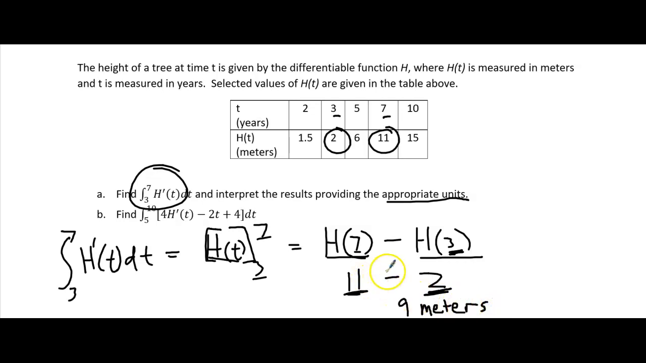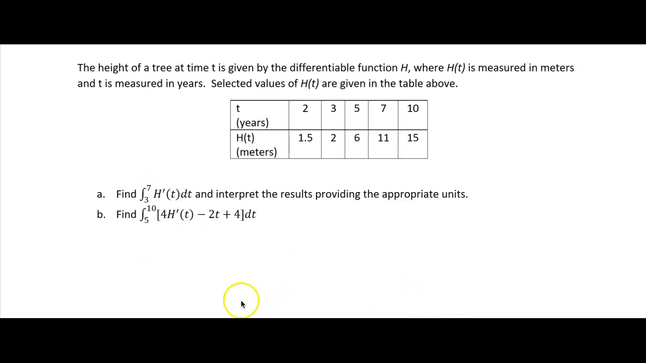But we've also kind of started to understand what the interpretation is then. So basically, this tells us how much the tree has grown from year 3. I'm sorry, did I write that right? Yeah, I did. From year 3 to year 7. So from the 3rd year to the 7th year, this tree increased by 9 meters. Why did it increase? Because it's a positive value. So how would we write our answer out here? Here's how you'd write your interpretation.